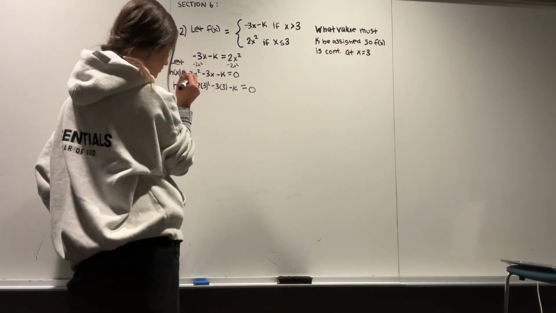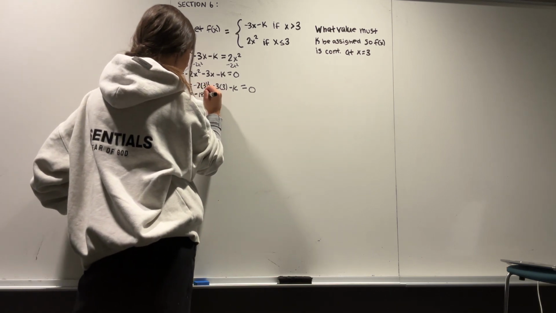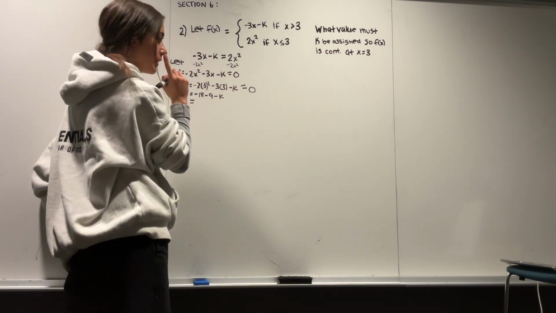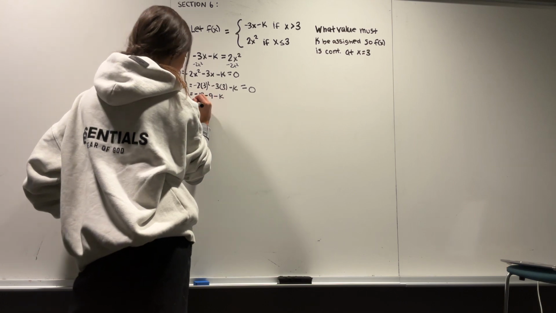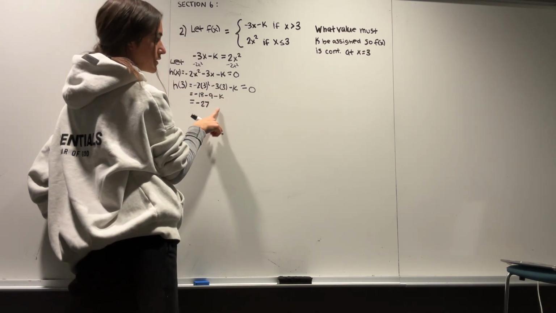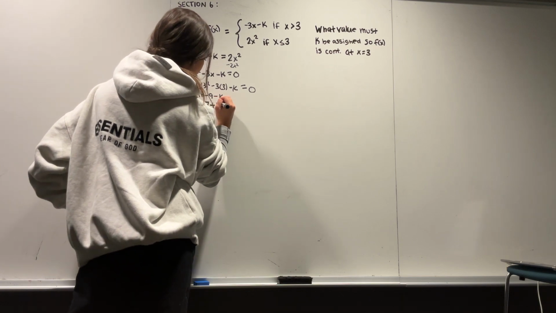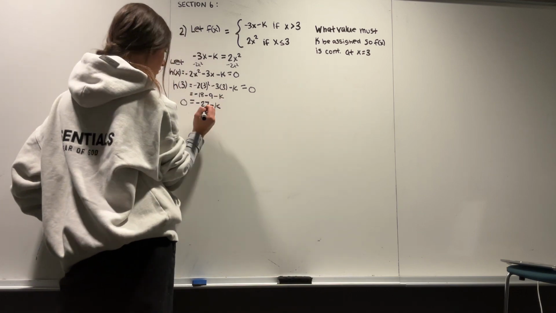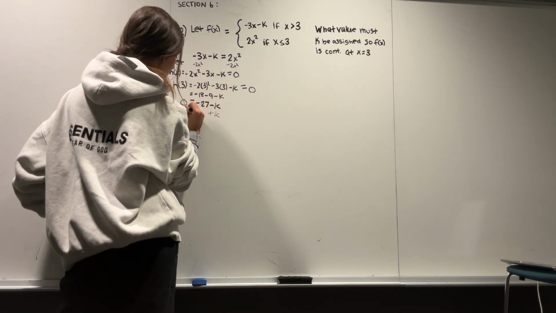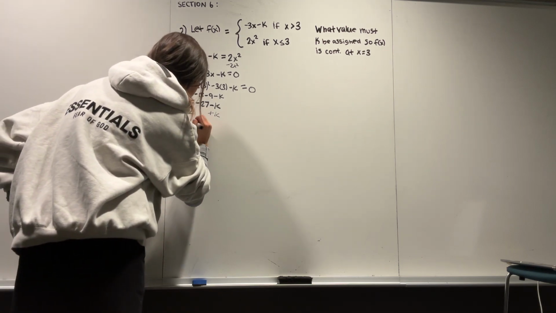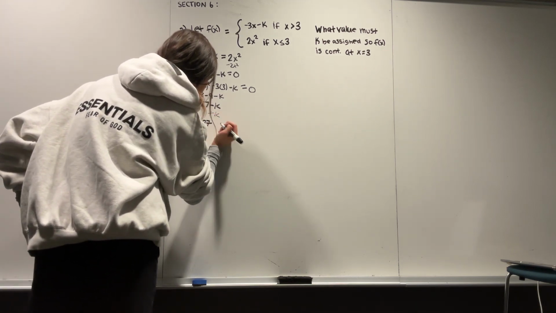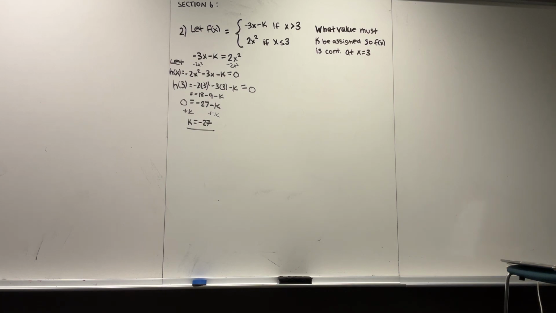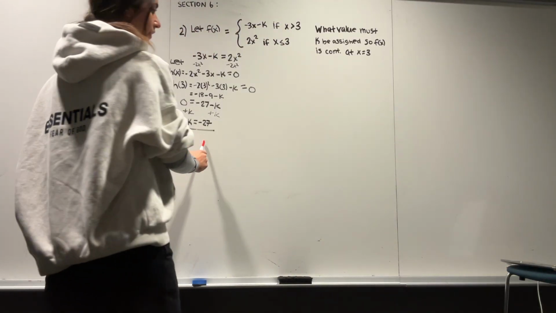So from there we're going to solve, and this will be 9, 18 minus 9 minus k, so then this is going to equal negative 27 minus k, still equal to 0, so we're going to add k to get it alone, and then we get that k equals negative 27. So we found our k value.